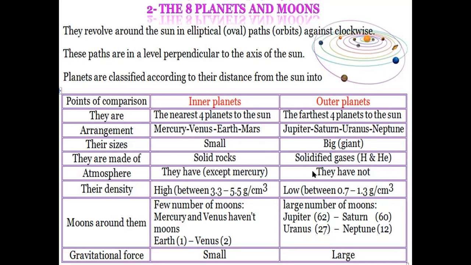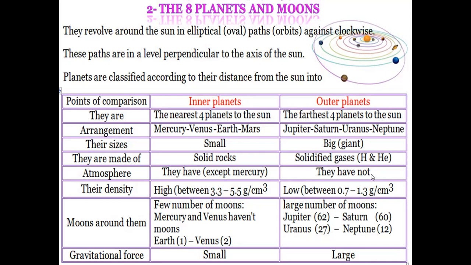What about their density? The density of the inner planets ranges between 3.3 and 5.5 grams per cubic centimeter. So they are relatively high. But the outer planets, because they are made of burning gas and solidified gases, have a density lower than the inner planets, ranging between 0.7 and 1.3 grams per cubic centimeter.